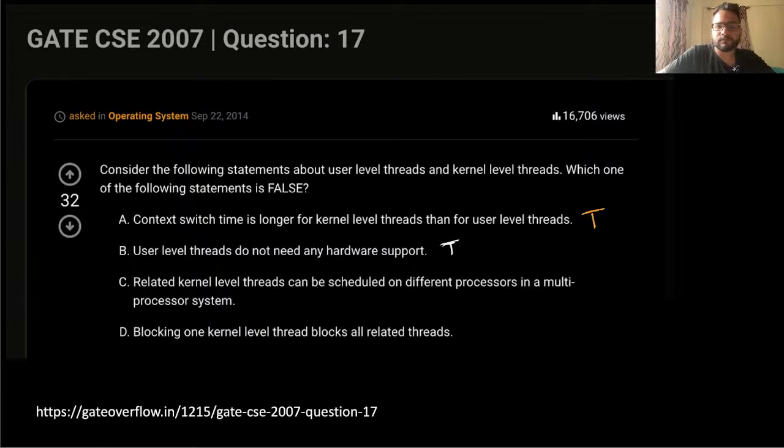What about the other options? Related kernel level threads can be scheduled on different processors in a multiprocessor system. Yeah, that is also true. Blocking one kernel thread blocks all the related threads. That is false, right? So that's why D is the correct answer. Have you understood this? Yes. Great, everyone is giving me the correct answer.